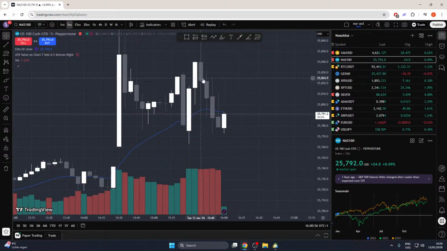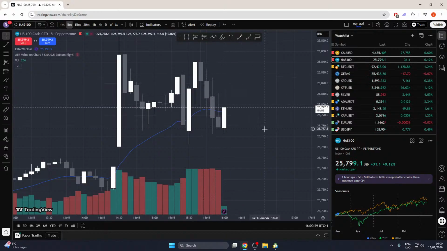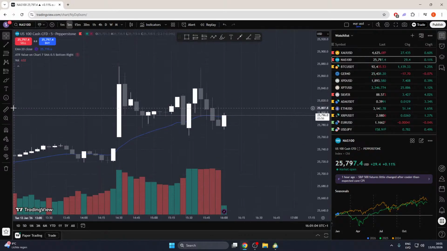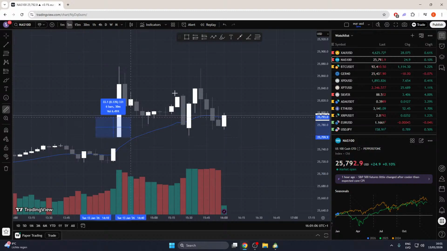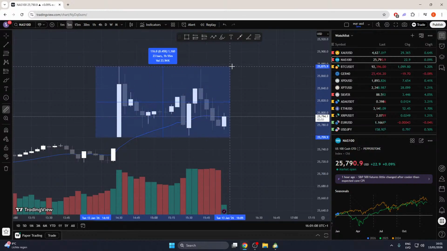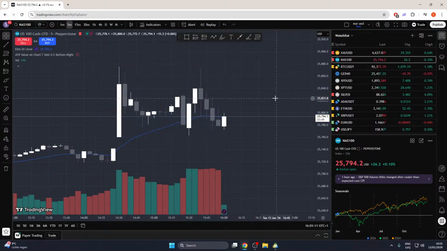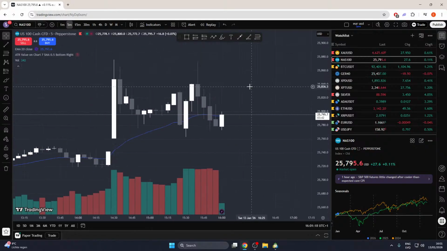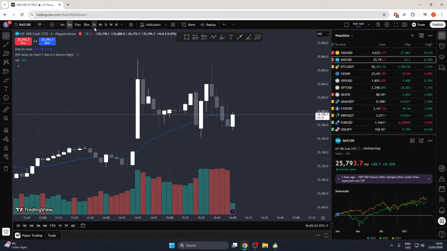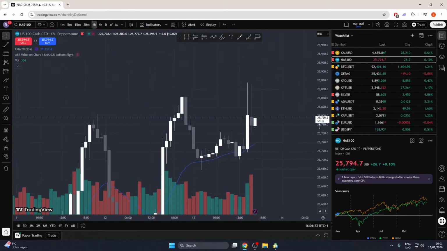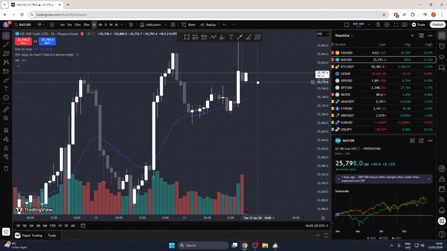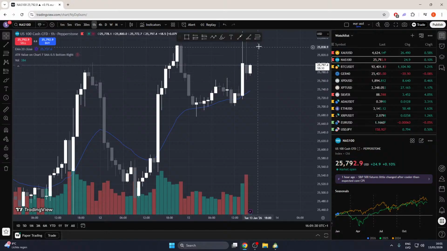We got 1, 2, 3, 4 bear candles in a row. I mean, it could be that they're just in this like 100-ish, 120-ish, 120 point trading range. It's real. There's a real possibility. There's also a possibility that we can go down.